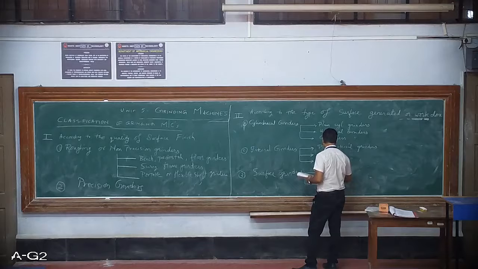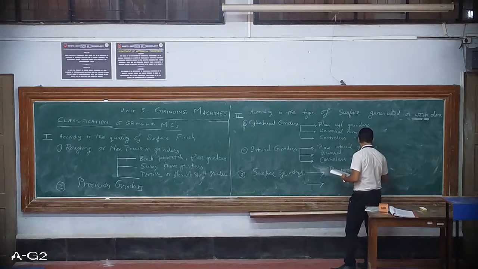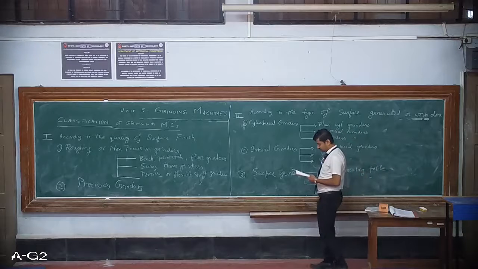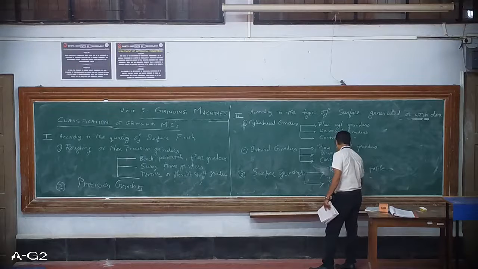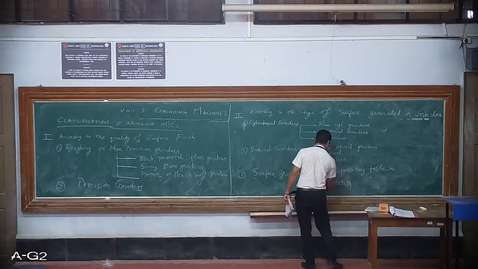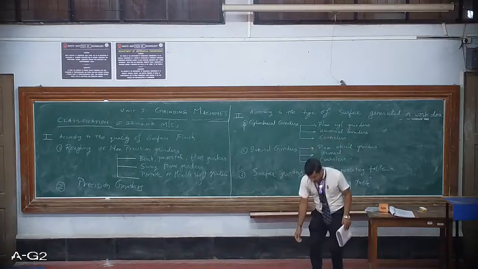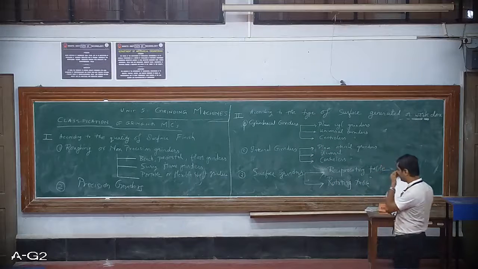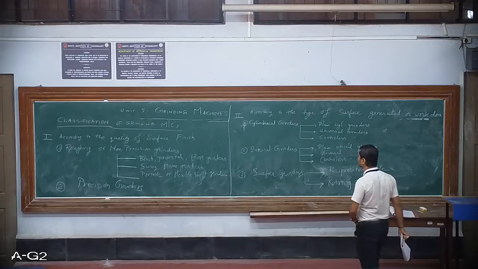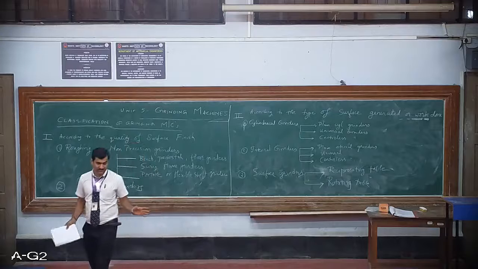reciprocating table grinders, and rotating table grinders. Okay, so you have reciprocating table grinders and the second one is rotating table grinders. So you have these. So a broad classification of grinding machines can be noted as this. So you have the different types.